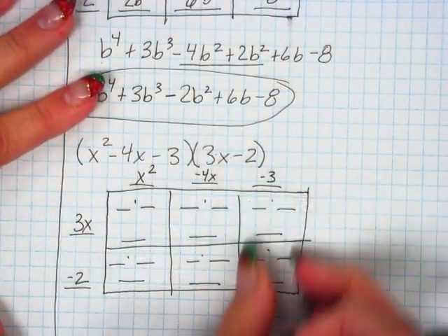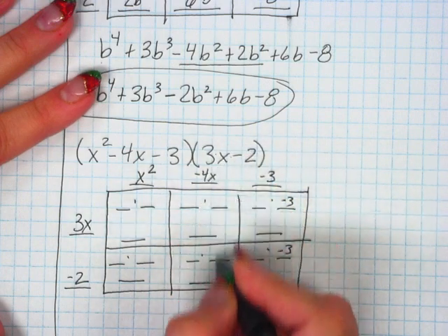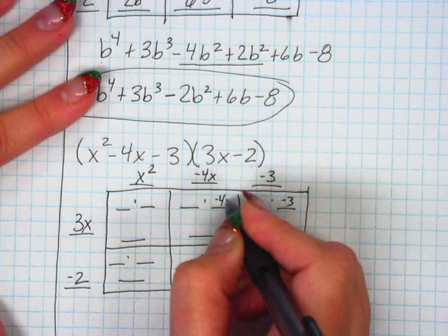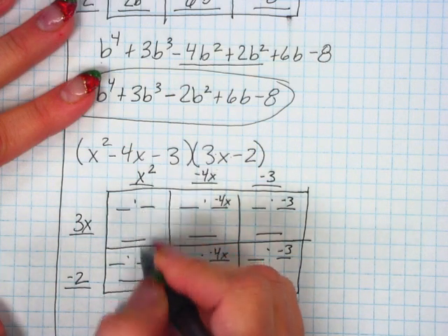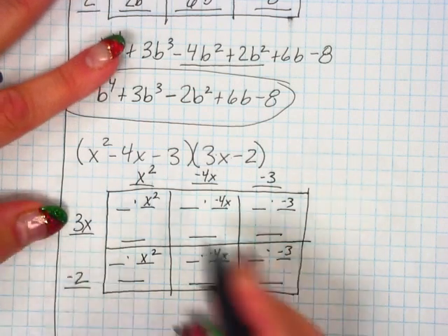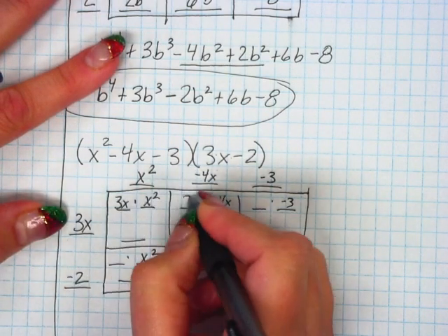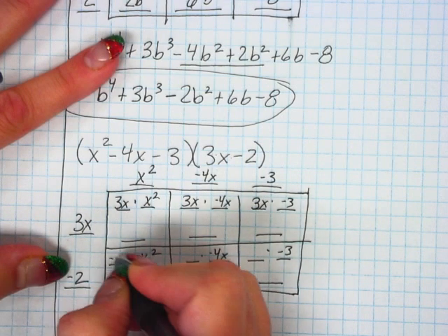So now I know my column. Negative 3. This is negative 4x. This is x squared. This row is 3x. And this row is negative 2.